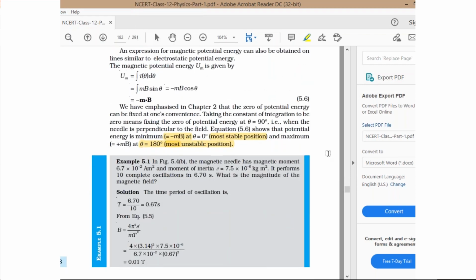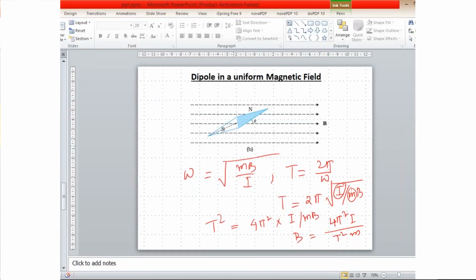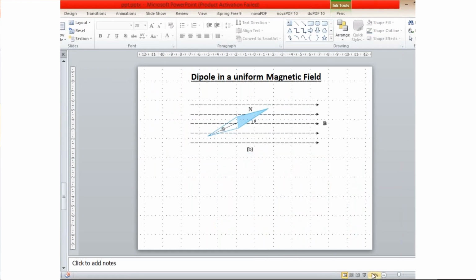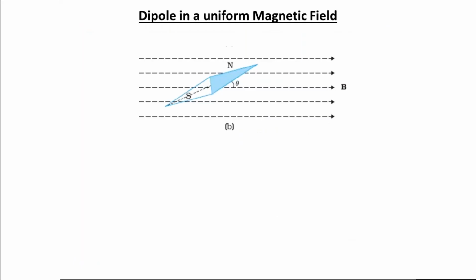Okay. Now we'll see, if we keep a magnetic dipole in a uniform magnetic field, what happens? As I told you, if you want to rotate it by theta angle, what is the torque acting on this dipole? It is mB sine theta. Okay, mB sine theta.